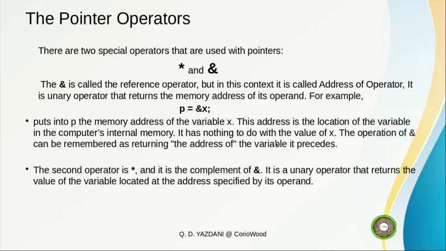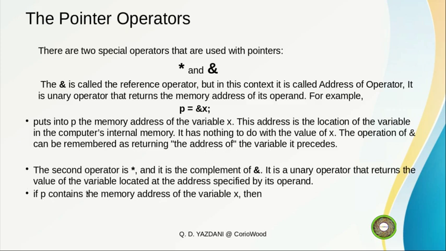All right. The second operator is star, and it is the complement of ampersand, the reference operator. So keep in mind, for the pointer operator there are two special types of operators: star and ampersand. This is called the reference operator, and this is called the pointer. The second operator is star. It is the complement of the ampersand, which is the reference operator. It is a unary operator that returns the value of the variable located at the address specified by its operand.